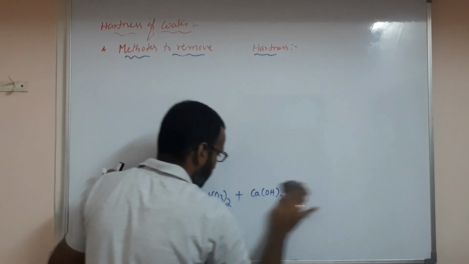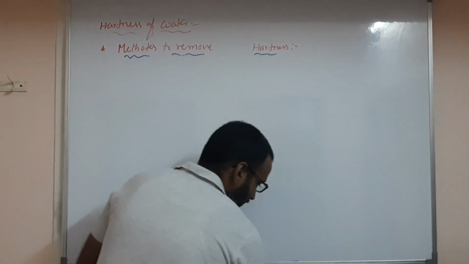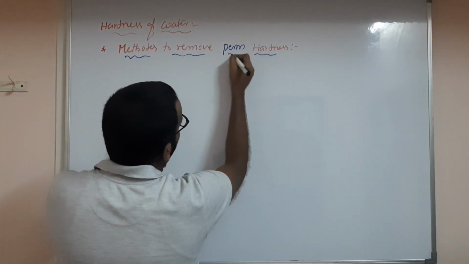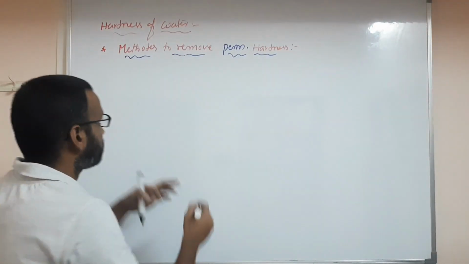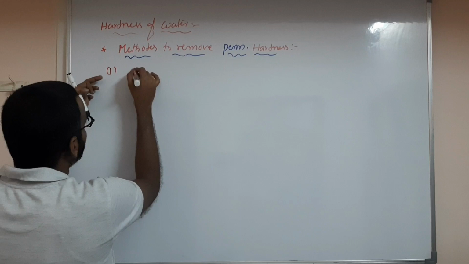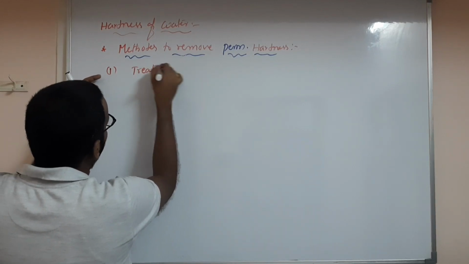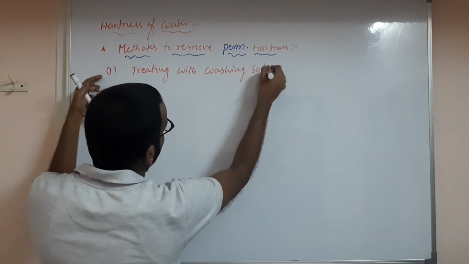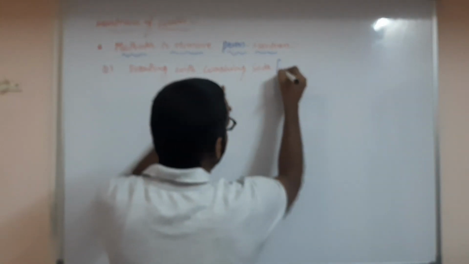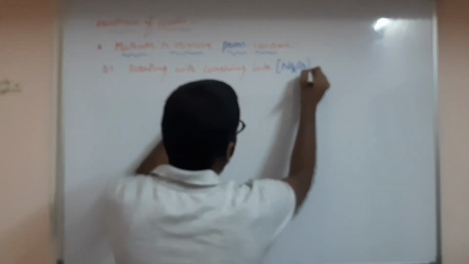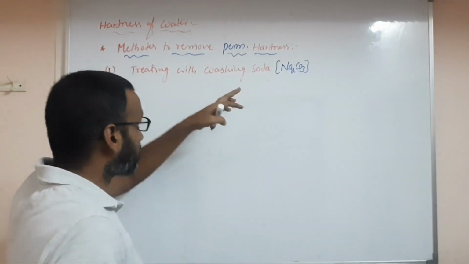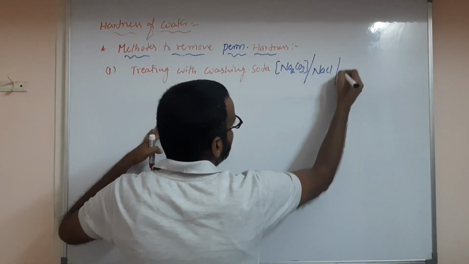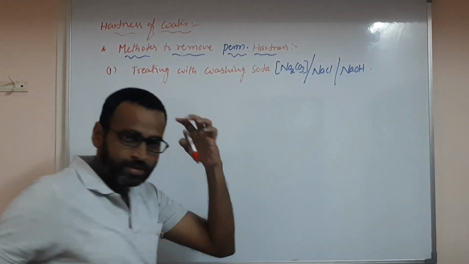Permanent hardness now. As I told you, first is treating with sodium carbonate, washing soda. So permanent hardness, how to remove? The first method is treating with, or heating with, washing soda, Na2CO3, decahydrated sodium carbonate, that we will add to water. Or else you can add NaCl, or else you can add NaOH like this.